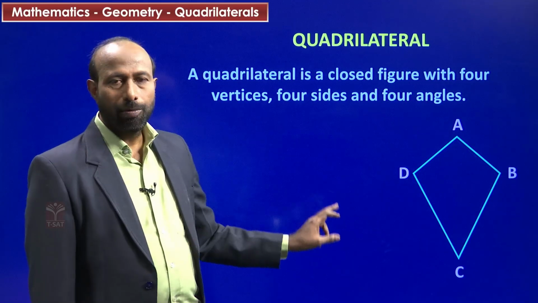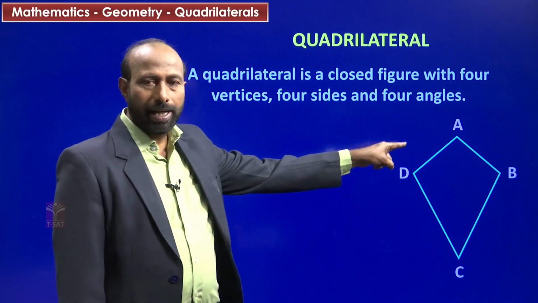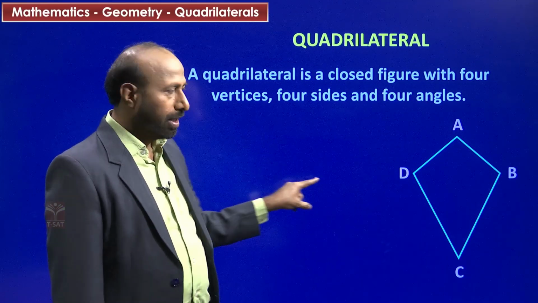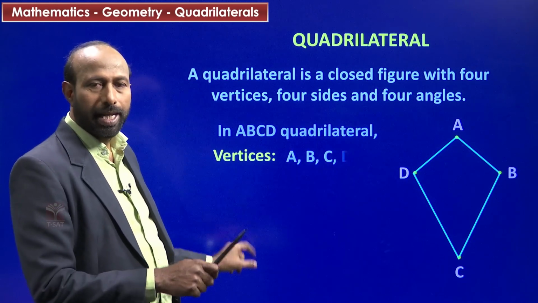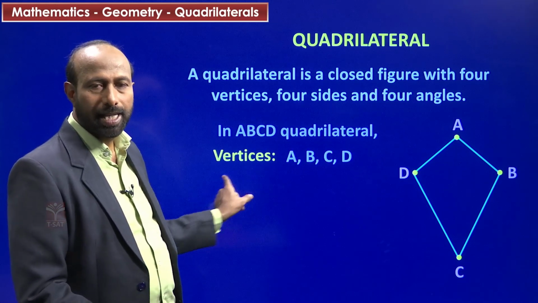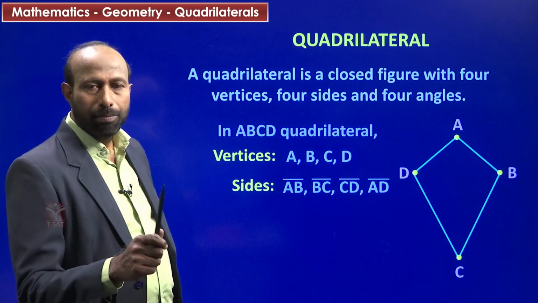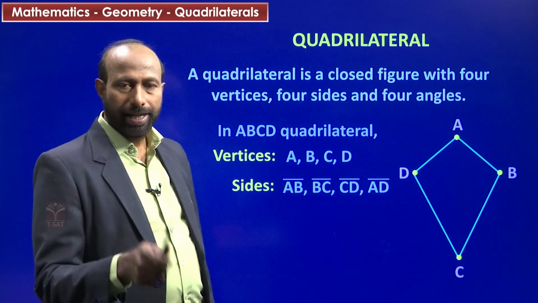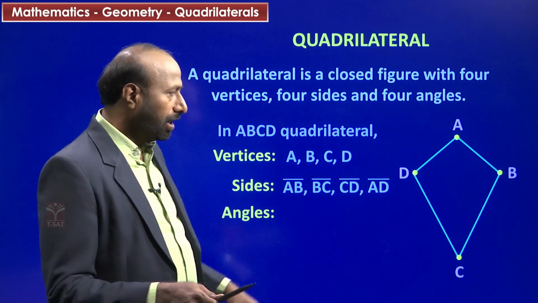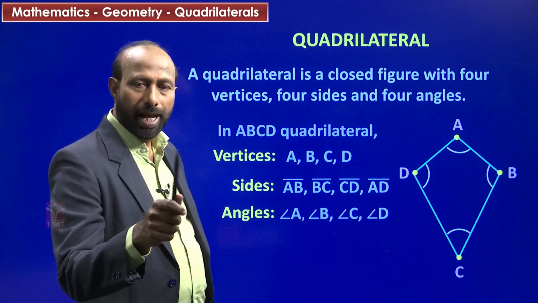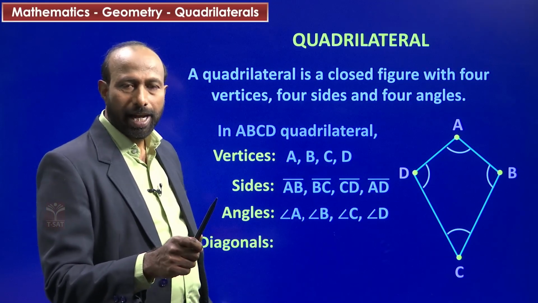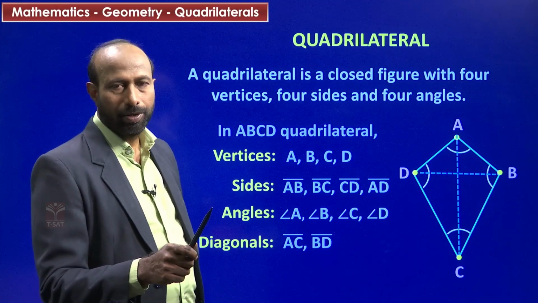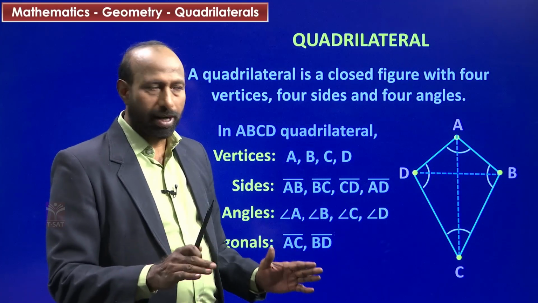Now, for this quadrilateral ABCD, the vertices are A, B, C and D, and the sides are AB, BC, CD, AD, and the angles are angle A, angle B, angle C, angle D, and the diagonals are AC and BD. These are the parts of a quadrilateral.